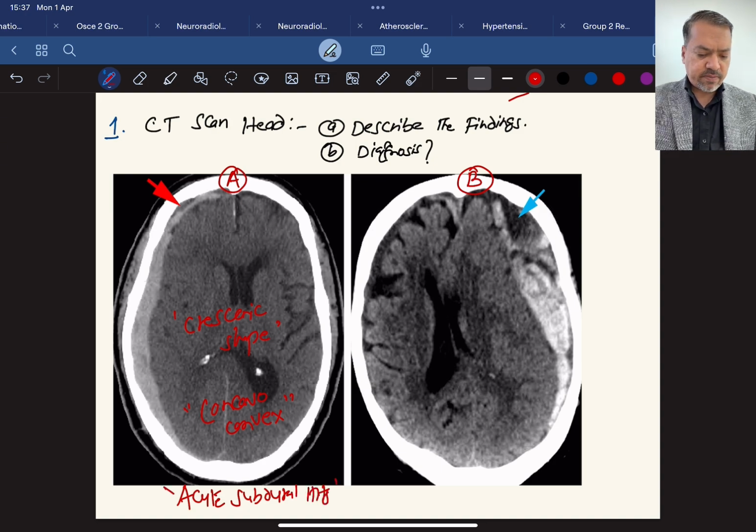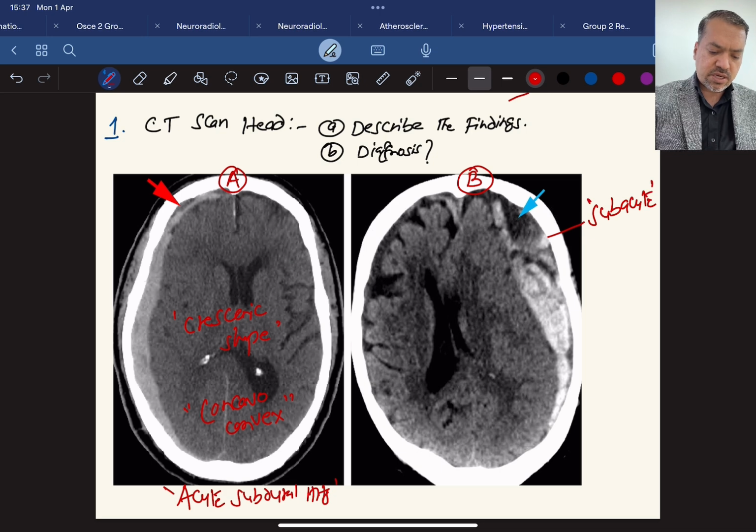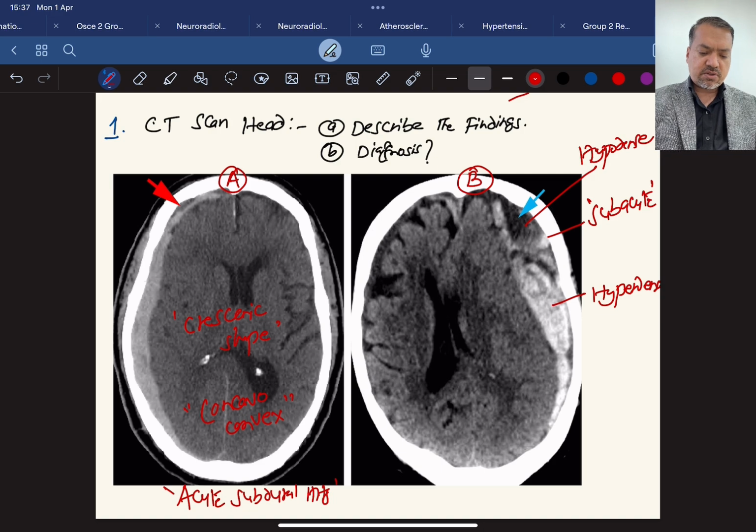And the second one which you see here is a subacute to chronic hemorrhage, especially subacute type, because some of the areas are hypodense. This is a hypodense area in the CT scan, and this is a hyperdense area. So there is a combination of different areas there. This is most probably the subacute type of subdural hemorrhage. Another finding shown here is a midline shift. This is a midline shift as well.